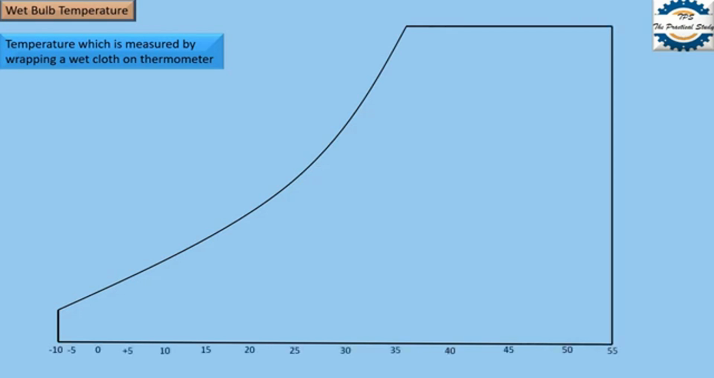This was the scale of dry bulb temperature. These are the lines of wet bulb temperature, and here is its scale. So wet bulb temperature lines are inclined lines at around an angle of 25 to 30 degrees. These lines show the wet bulb temperature lines, and this scale shows the wet bulb measurement scale. Let's move to the next parameter.